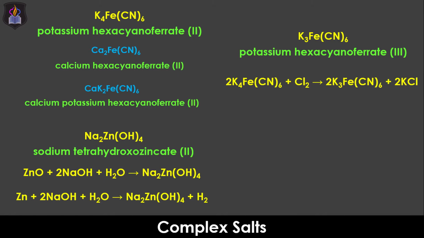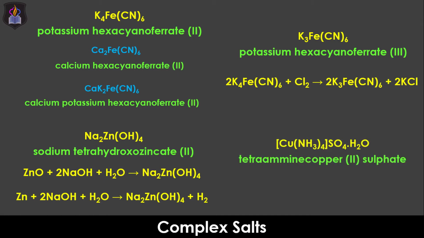And finally, tetraamine copper 2 sulfate is prepared by adding concentrated solution of ammonia to a saturated aqueous solution of copper 2 sulfate pentahydrate, followed by precipitation of the product with ethanol or propan-2-ol.